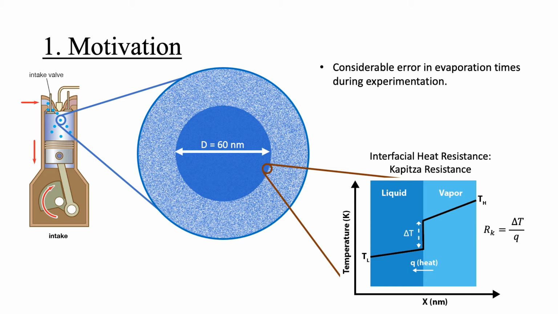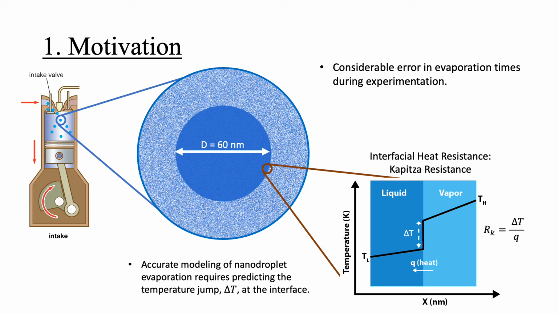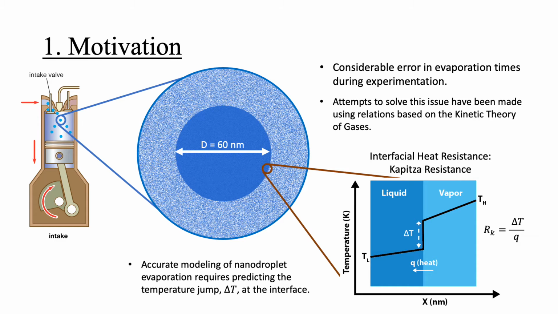These discrepancies have been attributed to the presence of interfacial heat resistance, also known as Kapitza resistance, which implies that a non-negligible temperature jump at the interface is present after a heat flux is applied. This means that in order to accurately predict these evaporation times, proper boundary conditions have to be determined, such as successfully predicting the size of these temperature jumps that can no longer be ignored for systems at the nanoscale.